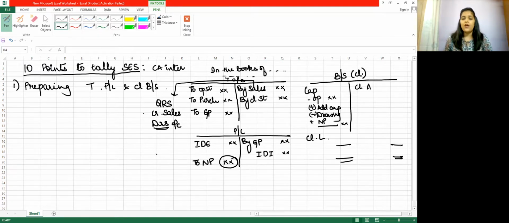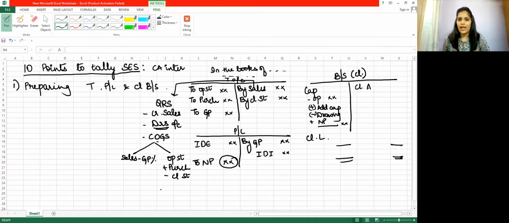If from debtors account also you're not able to find, then use the third method, that is your COGS. COGS has 2 formulas. First one will be your sales minus GP percentage, you will arrive at COGS, or opening stock plus purchases minus closing stock. So you arrive at COGS and then you will do the backward calculation.